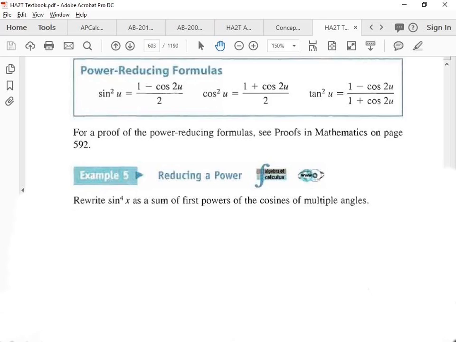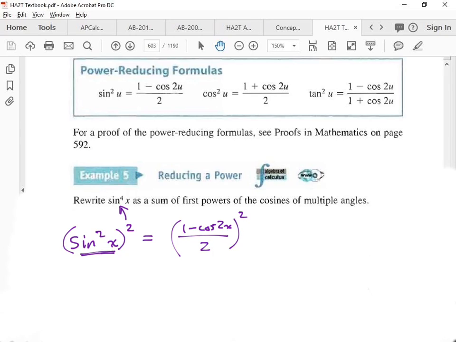Okay. So how do I do this with that? Because this says squared. That does not say squared. It says to the fourth. This is what you do. You take one of the powers out, and then you get busy with it. Okay? This is that formula. So it's 1 minus cosine 2x divided by 2. And then you're going to square that.